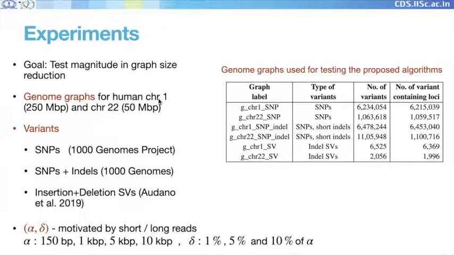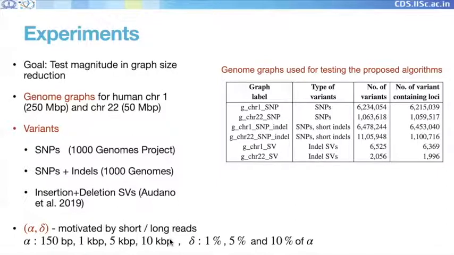So in total, because there are 2 chromosomes and 3 types of variants, we get 6 genome graphs from these data sets. Finally, for the experiments, we will use a variety of alpha delta settings. And this is particularly motivated by the short and long reads properties. So for example, for short reads, we would want a smaller alpha value, which is, let's say, 150 base pair. And as we increase the read lengths, we would want to test the algorithm with longer alpha values.